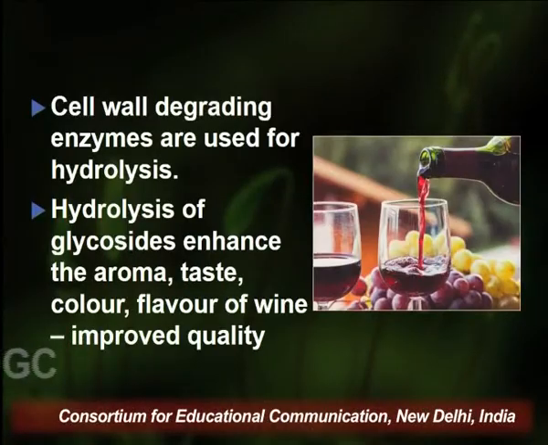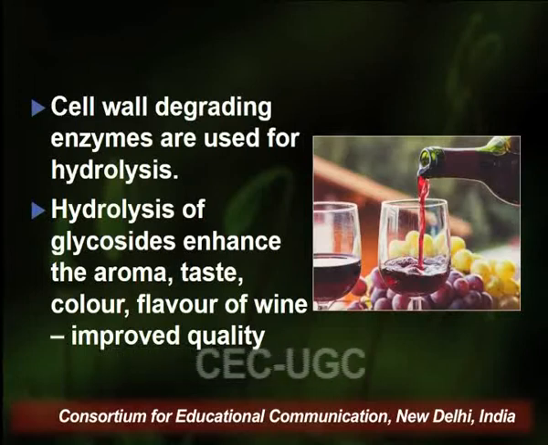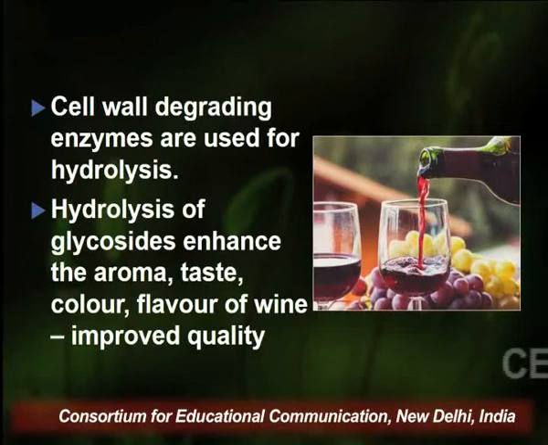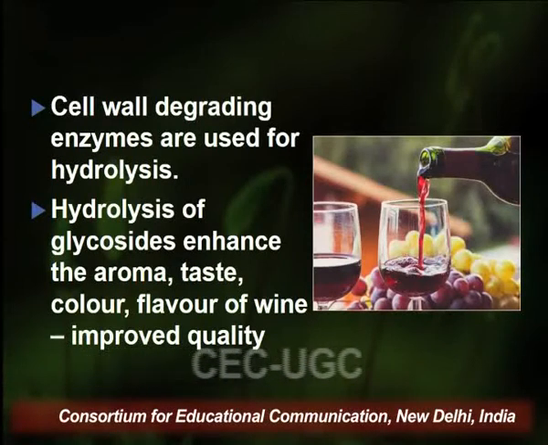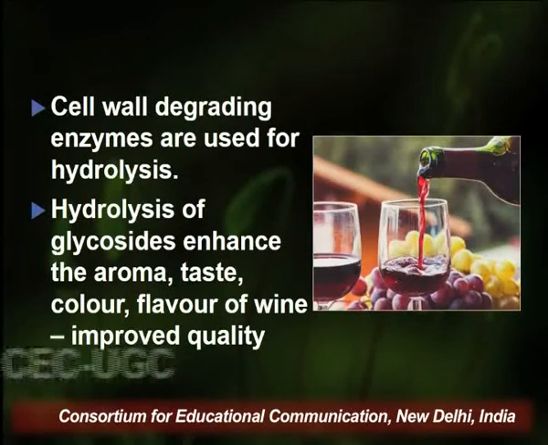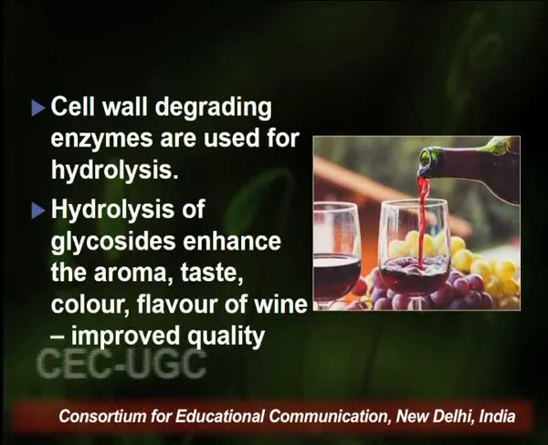helps in the proper extraction of the constituents present in the grape cell walls or in the cells of the grape tissue. This type of hydrolysis has been found to improve the organoleptic characters of the wine, such as aroma, taste, color, or flavor. And it has been found that by using this hydrolytic maceration process, the overall quality of the wine was significantly improved in comparison to when it was prepared using a normal maceration process.